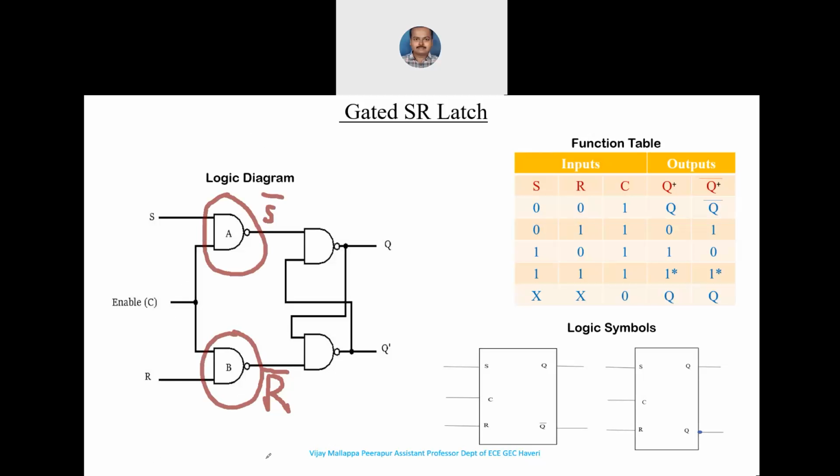And this is similar to the SR latch. The only difference, as I said, is that you can make the output be reflected only at a prescribed period of time, which all depends on the enable signal. If the enable signal is on and you apply the input, then depending on the input, the output will be reflected. Right? This is about the gated SR latch.